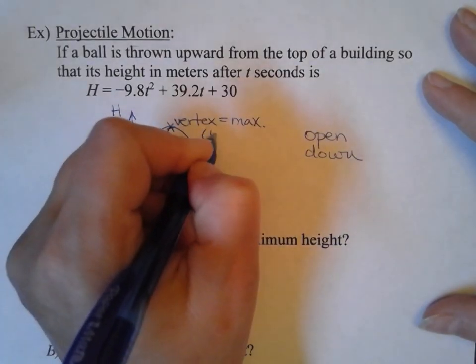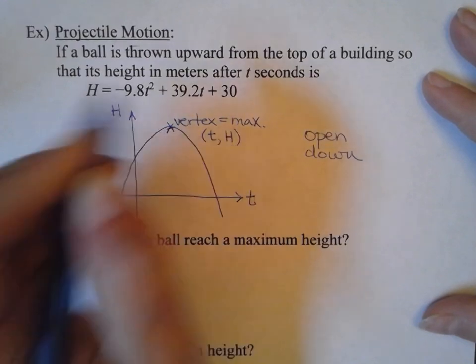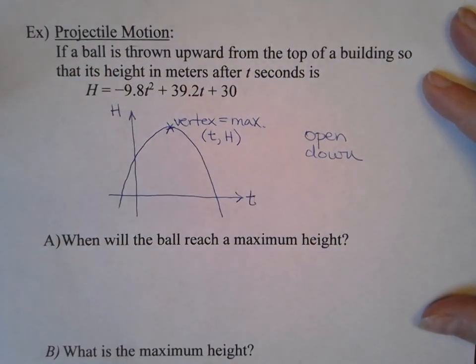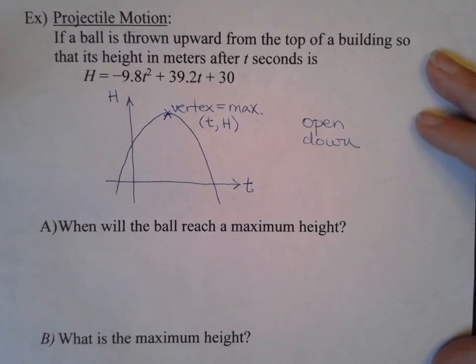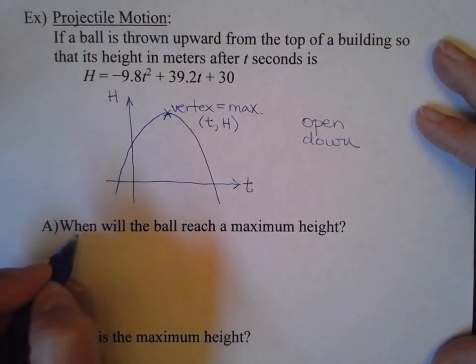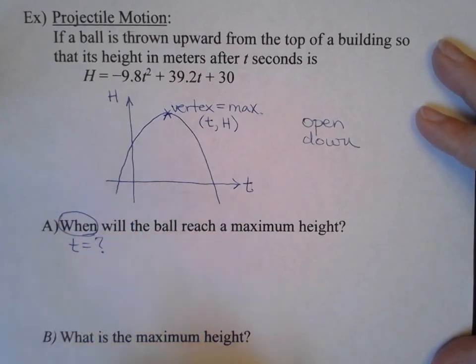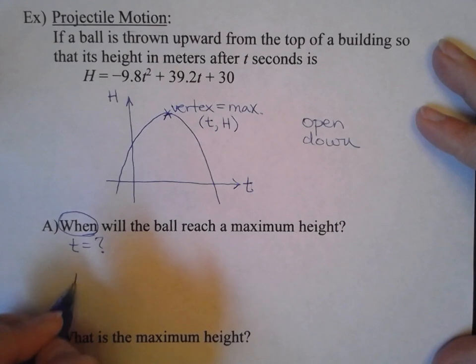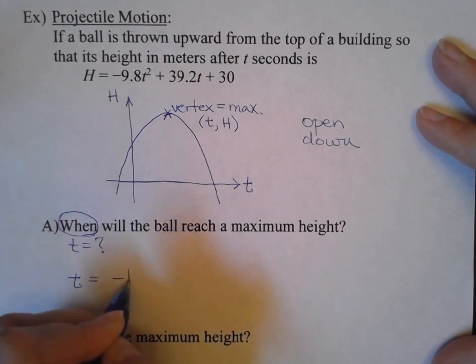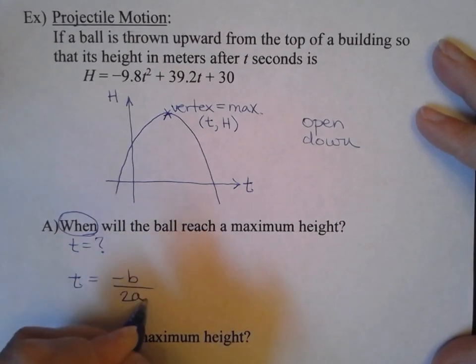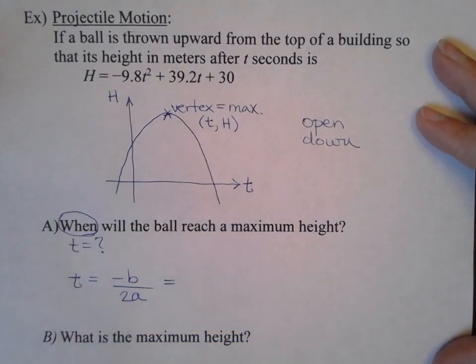And the coordinates of that vertex, t is the time, is going to be the x value, and h, the height, is going to be the y value. So I can use what I know about the vertex to answer these questions. When will the ball reach a maximum height? This word when is asking about the time. And the time is the x value. So I can use the minus b over 2a to find the value for the x part of the vertex.